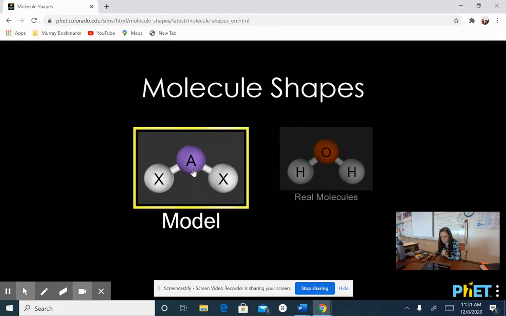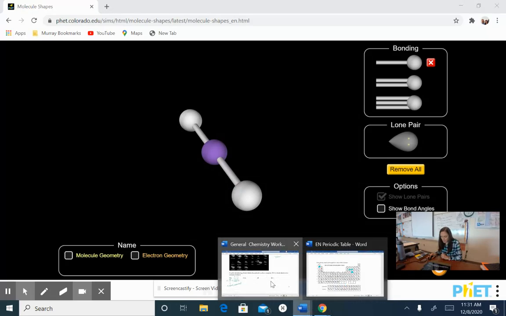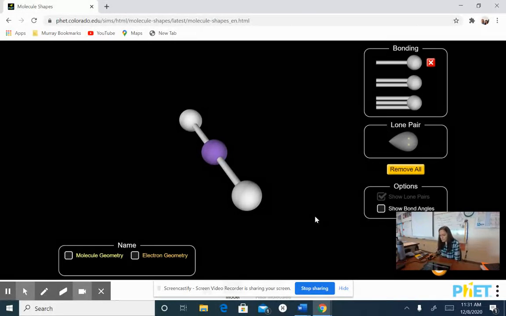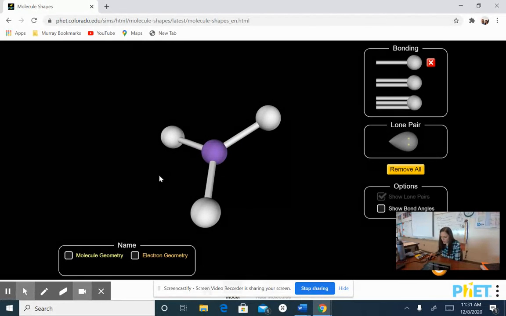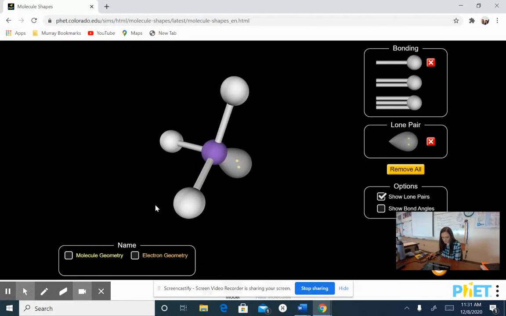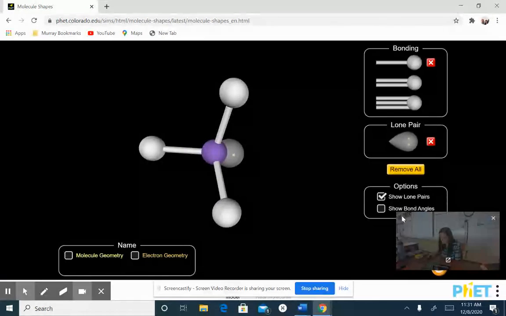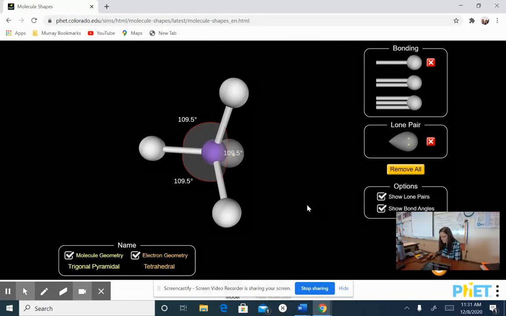So we're going to do this. We're going to do the molecule. Now, if you've realized in the example that I drew, we have 3 bonding areas and we have 1 lone pair. So I want to put that into this FET. Right now I have 2 bonding areas, so I want to put in another one. And I also want to put in a lone pair. Okay? So now I can show my bond angles, the electron geometry and the molecule geometry so that you guys can get your shapes here.